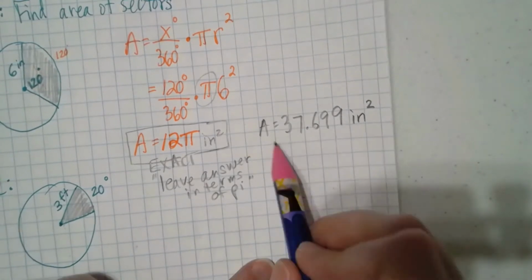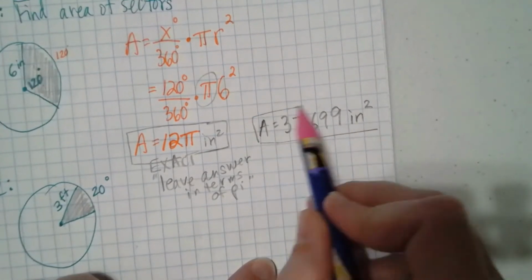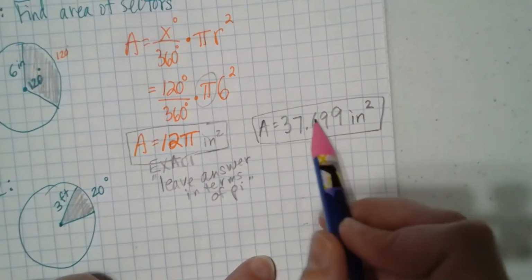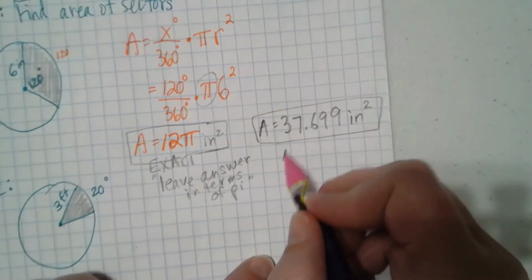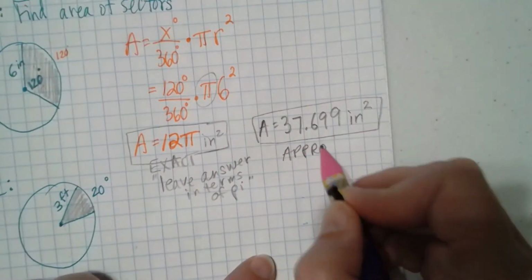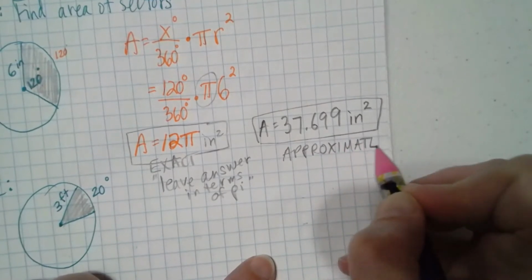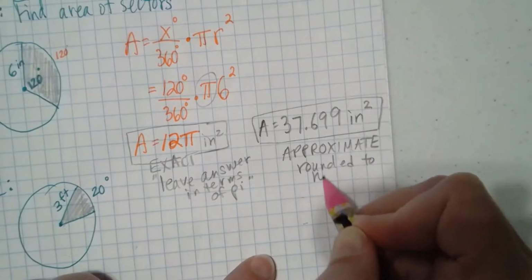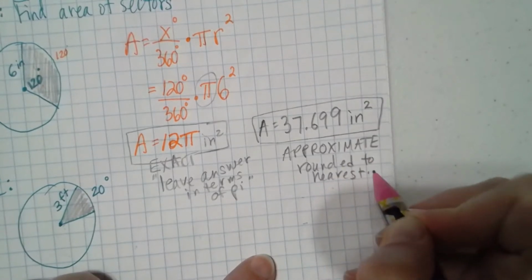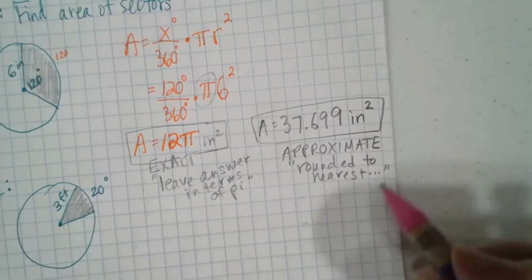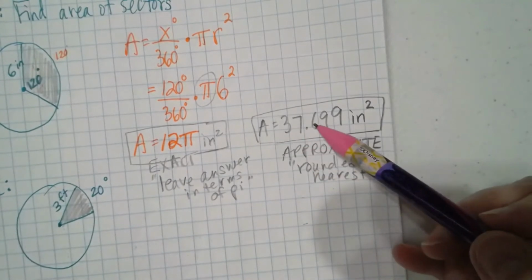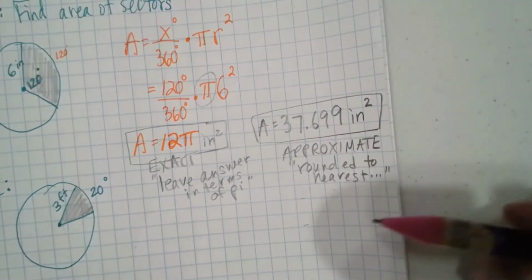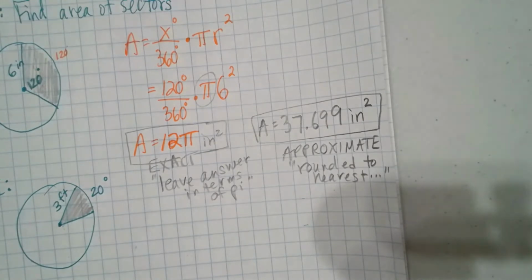This thing over here, which we showed was congruent, is what we call an approximate answer. It is rounded to the nearest whatever. Sometimes they'll say round to the nearest tenth, then we would have put 37.7. Sometimes they'll say round to the nearest hundred. Sometimes they'll say round to the nearest whatever.